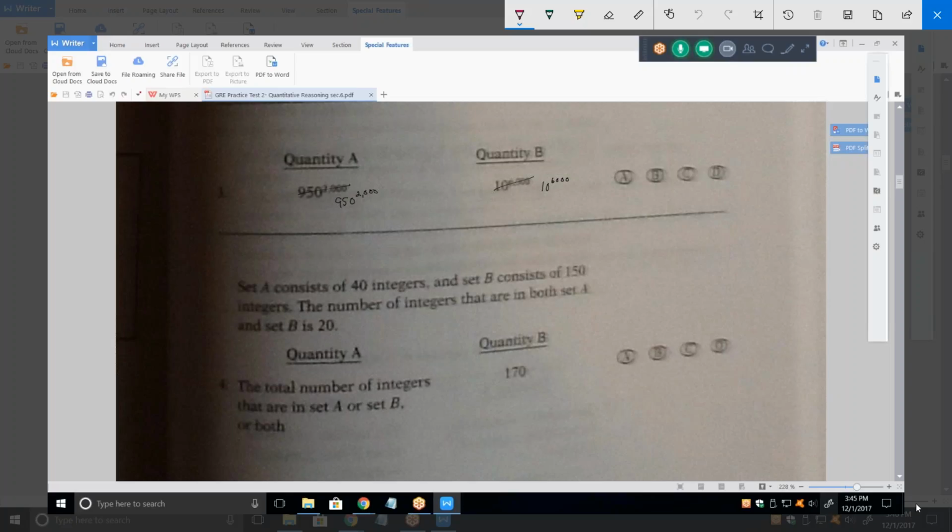I would say quantity B. See, I would say quantity A. Merely because it's such a bigger base. However, I'm not sure at all. So, what can we do? 10 to the 6,000 power is 1 with 6,000 zeros behind it. That is an enormous number. But so is the one on the left.